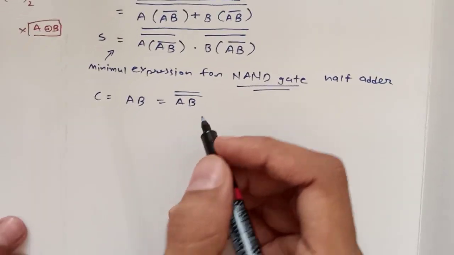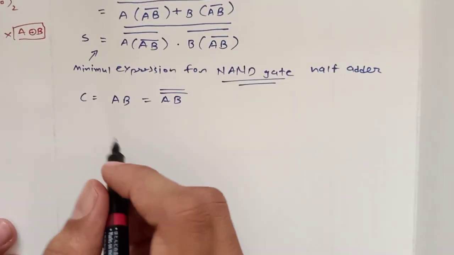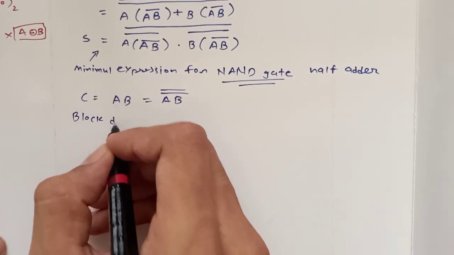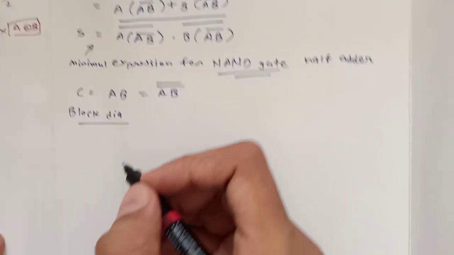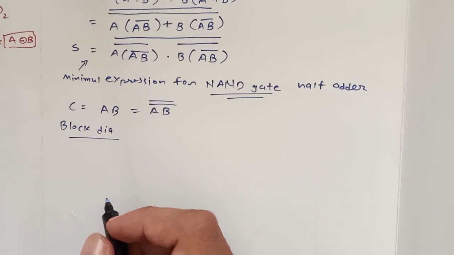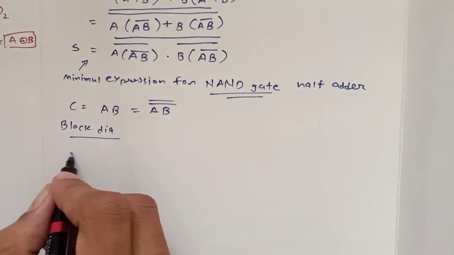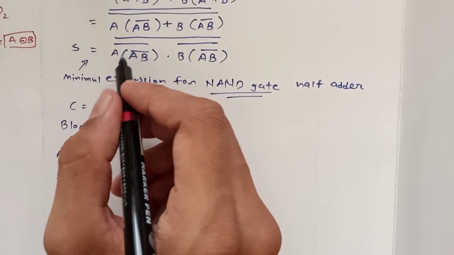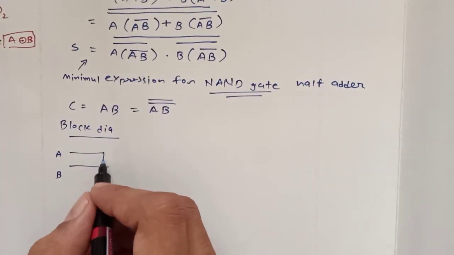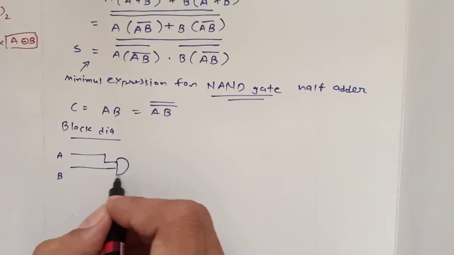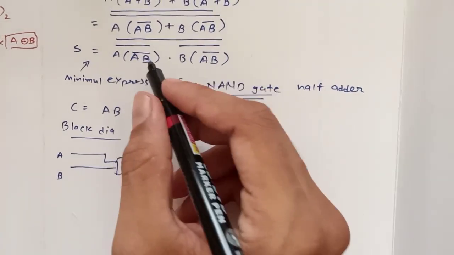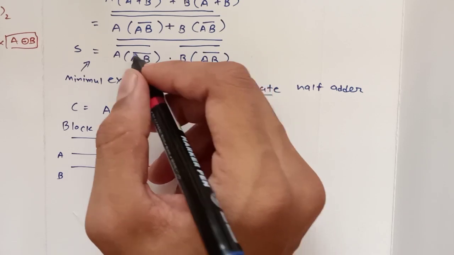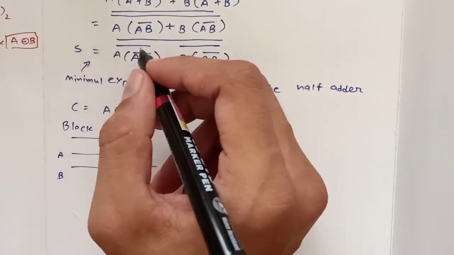Now draw the block diagram for this, the gate implementation. So this is A and B. Now for sum, A into B whole bar, we use one NAND gate, A into B whole bar, that is A into B whole bar of the whole bar.